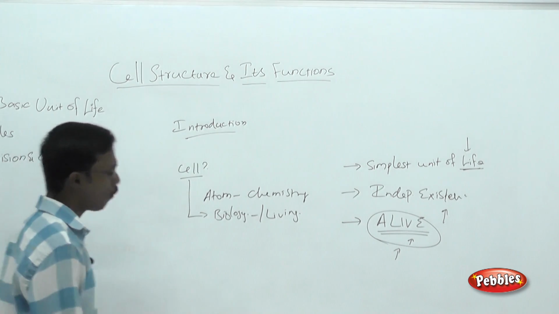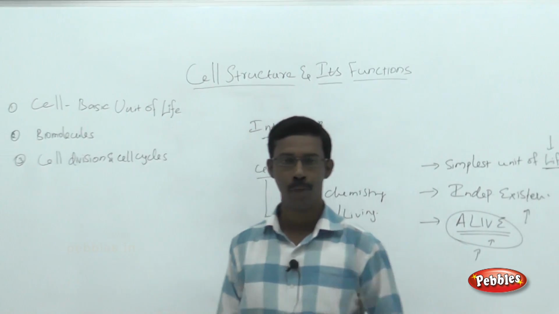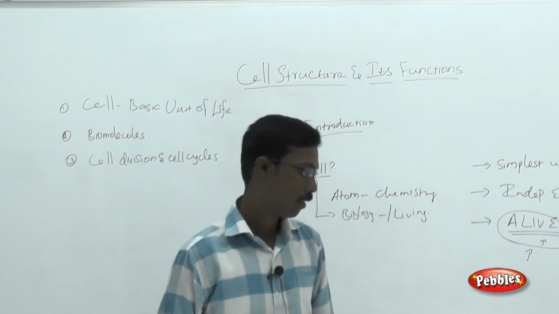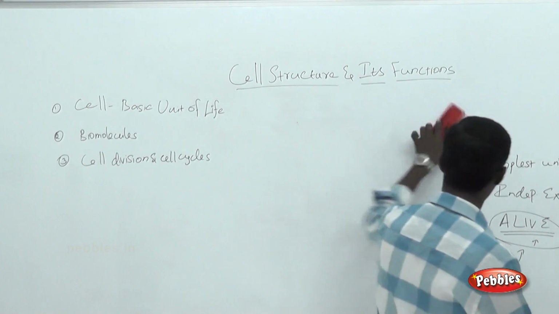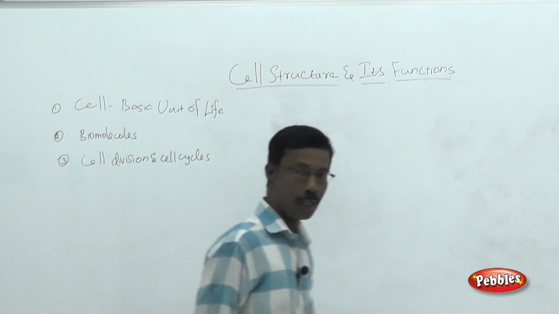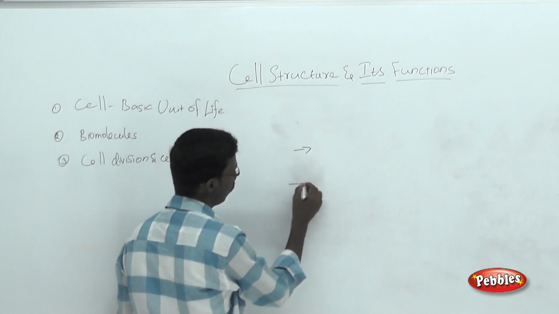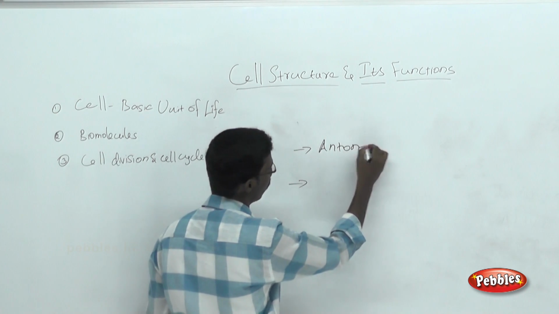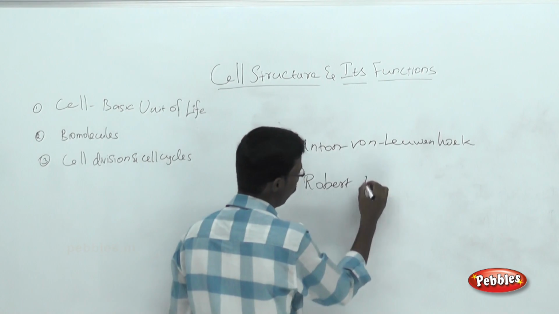Before we enter into the detailed topics of the basic unit of life, you should know something about the cell theory. Now we are going to start with the cell theory. And before we enter into the cell theory, you should know something about the history behind the idea of the cell. There are two names you have to remember: Anton von Leeuwenhoek and Robert Brown.